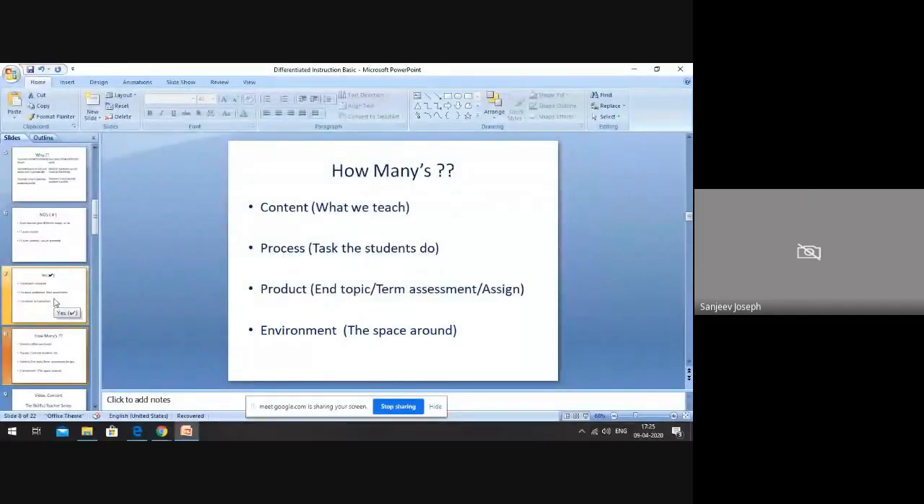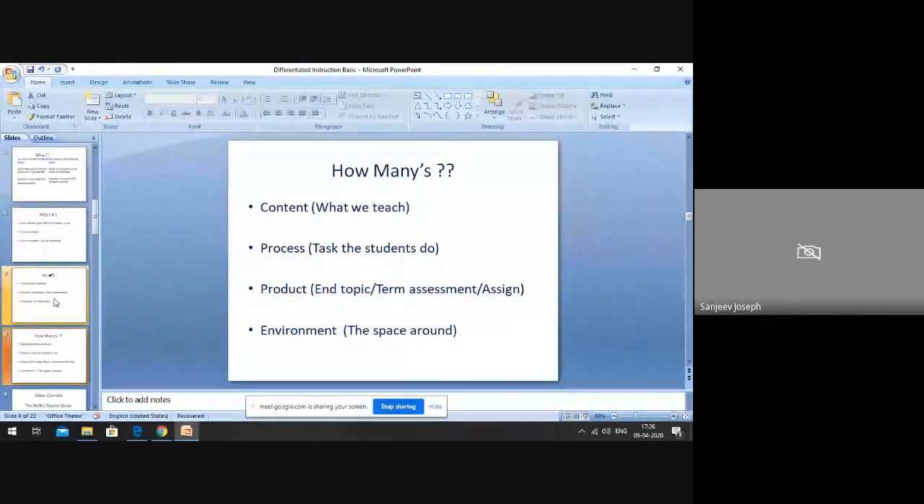The first one is the content, that is what we are teaching to the children, or what they are learning, or what they want to learn. The process: this is what we want the students to do when a particular subject is happening.